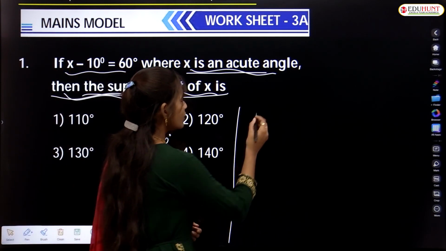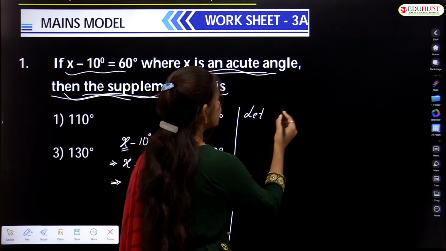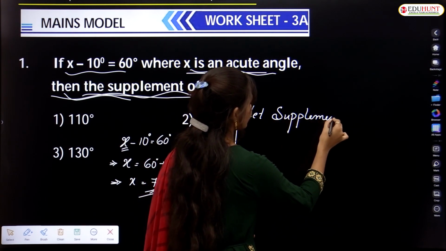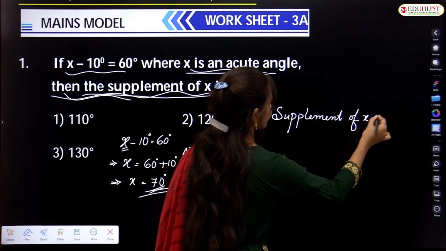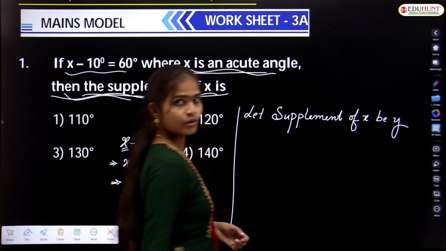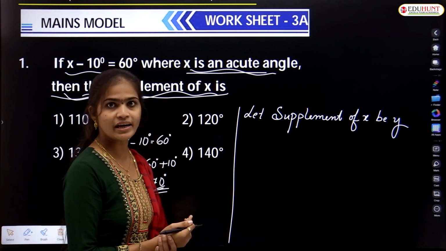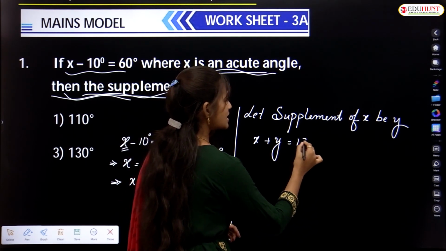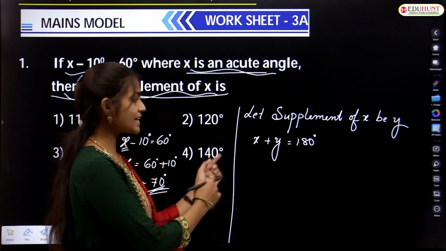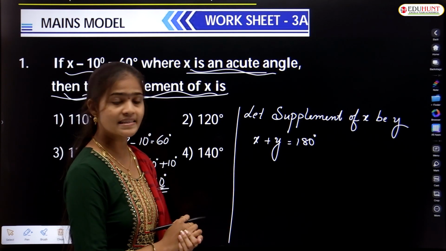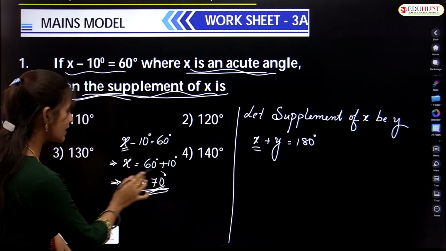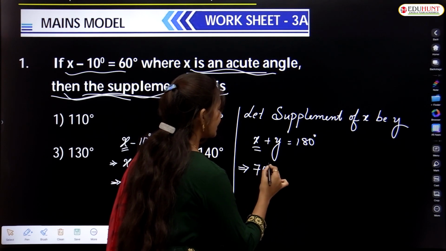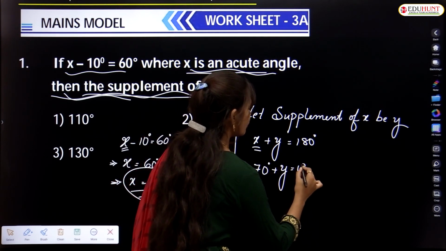Okay, so let the supplement of x be some y. Here I am taking the supplement of x as y. Now we know that for the supplement, x plus y, the sum of these two angles, is equal to 180 degrees. Then only can we say that x is the supplement of y and y is the supplement of x. Now we know the value of x, which is 70 degrees, so 70 degrees plus y is equal to 180 degrees.